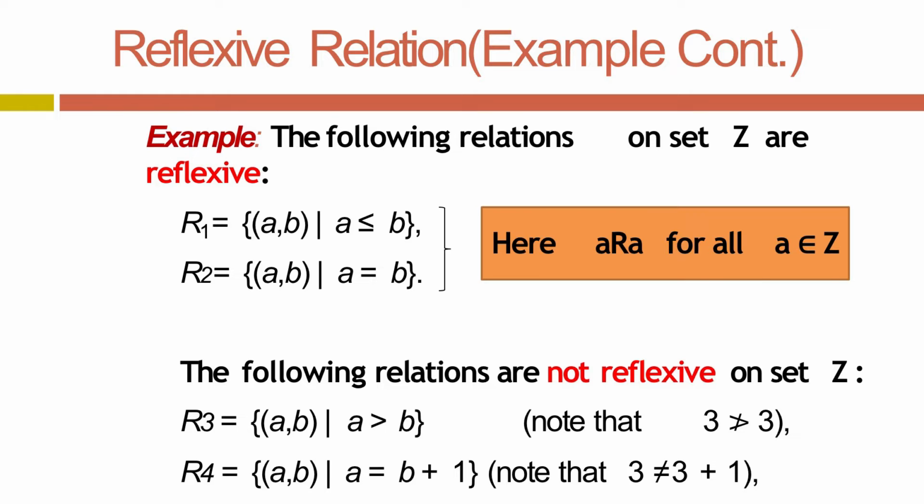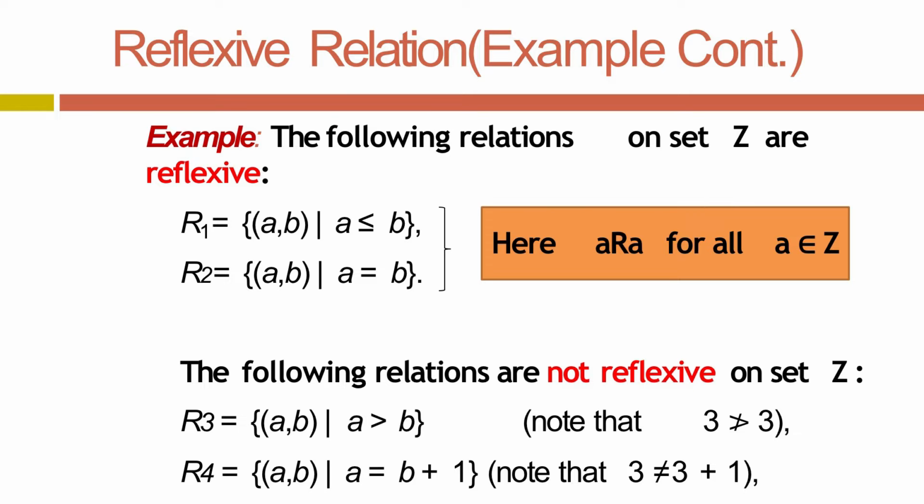Similarly, R4 you see on the screen, the set of ordered pairs (a,b) such that a is equal to b plus 1. Now, you put a in place of b. No integer a can be equal to a plus 1. A will never be equal to a plus 1. 3 cannot be equal to 3 plus 1. So, 3 cannot be equal to 4. Similarly, 4 cannot be equal to 5. So, the relation R, (a,b) such that a is equal to b plus 1, is not reflexive on the set of integers.